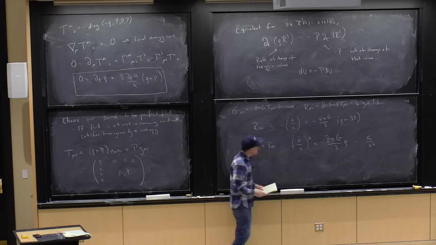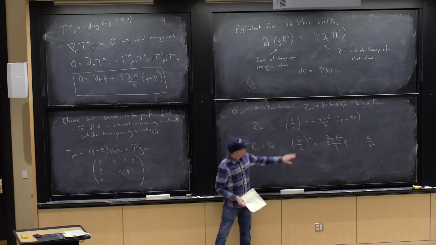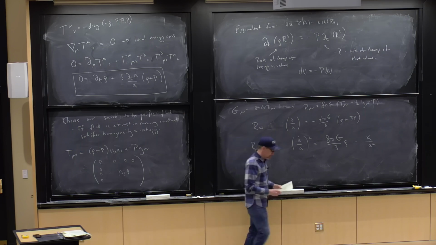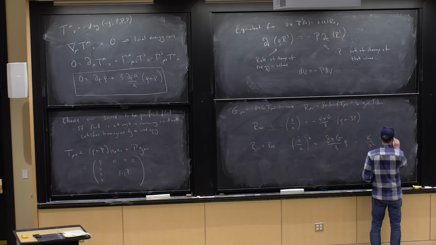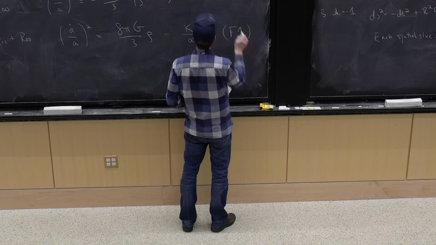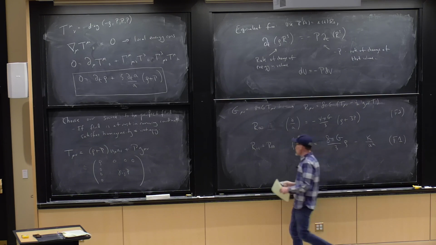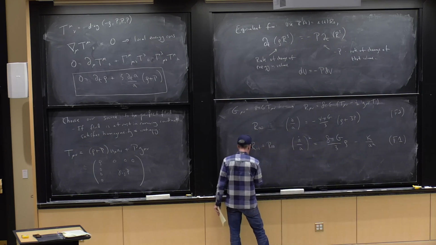You get the following relationship between the rate of change of the scale factor, the density, and remember kappa is your rescaled k. So I'm going to call this equation F1. I'm going to call this one F2. These are known as the Friedmann equations.